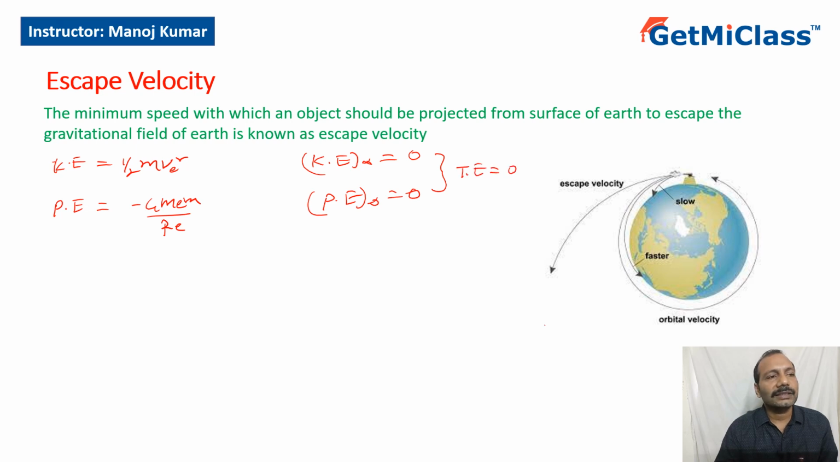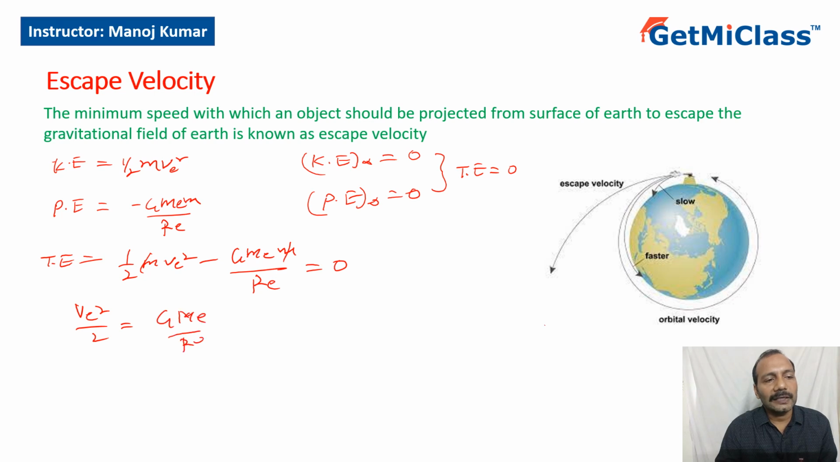So here, let's see what is total energy. Total energy would be equal to half mv square minus GMem by r. Now this should also be equal to 0. Why should this be 0? Because gravitational force is a conservative force and the total energy is conserved. Total energy at every point should be constant. So taking this into consideration, I can cancel m and m. I'll be left with ve square by 2 equal to GMe by Re, or ve would be equal to root 2 GMe by Re.